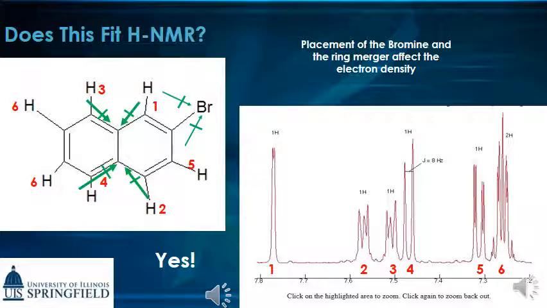And then finally, our 2 remaining protons belong to our sixth environment, because as you can see, they're still 2 carbons away from our merge point, like our fifth proton, but now they're so far away from the bromine that it's basically completely unaffecting them. And so in short, yes, this does fit our proton environments.